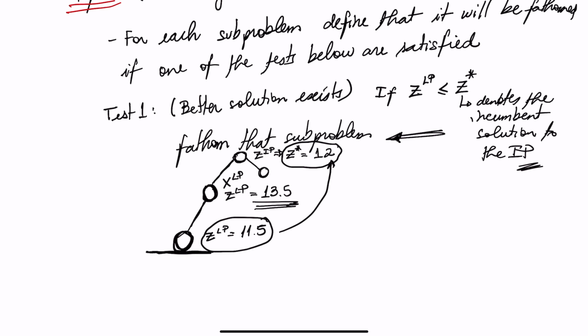So as 11.5 is less than my incumbent solution 12, I can stop this tree right here. I can fathom this node. That means that it will not continue below, right? Because my incumbent solution is already better than the solution that I can obtain in that branch through that LP relaxation. Meaning that all the subproblems that I would have below would give us a solution that's worse than this one. Okay? So that's test 1.